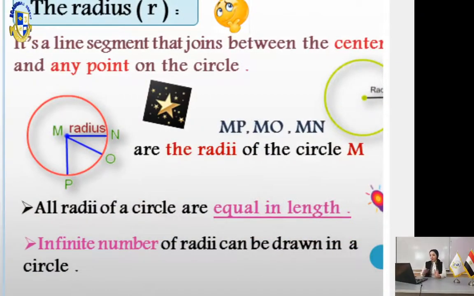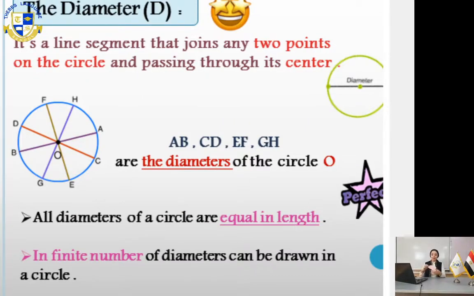And now we have to know the diameter. What is the diameter of the circle? The diameter is the longest chord of the circle. Why? The diameter is a line segment that connects two points on the circle and passes through the center of the circle. Okay? The diameter is a line segment that joins two points on the circle and passes through the center of the circle, which is M.